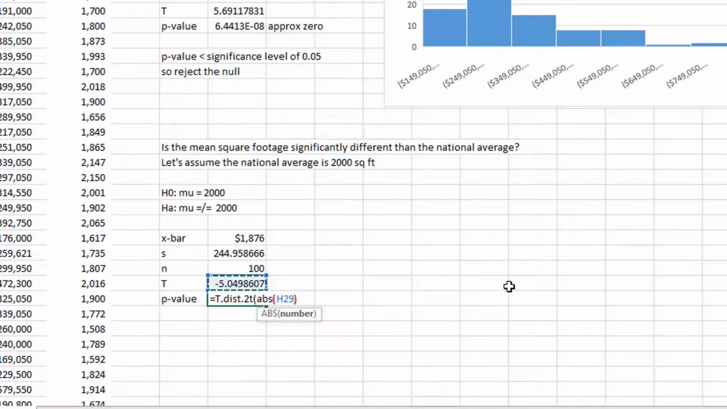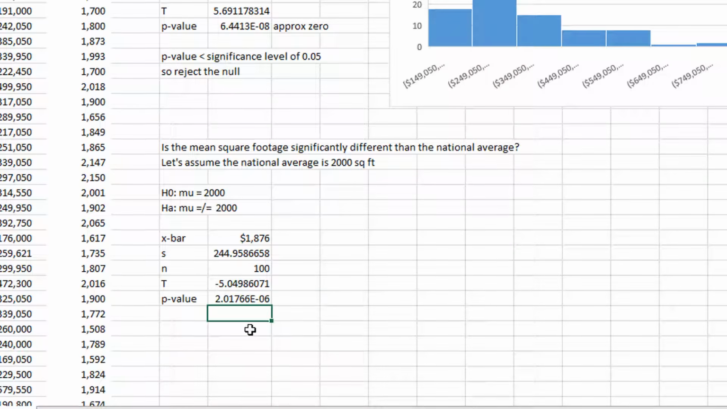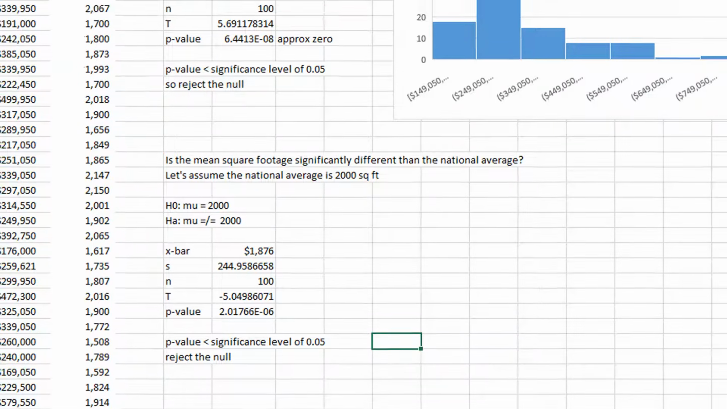I'm pretty sure it takes the right tail and multiplies it by 2. The degrees of freedom, of course, is still 100 minus 1, 99. This should give me a very, very small p-value. This is very small, although it's not quite as small as it was for the first test. But again, the p-value is less than the significance level of 0.05, which we're going to use, and so we're going to reject the null hypothesis.